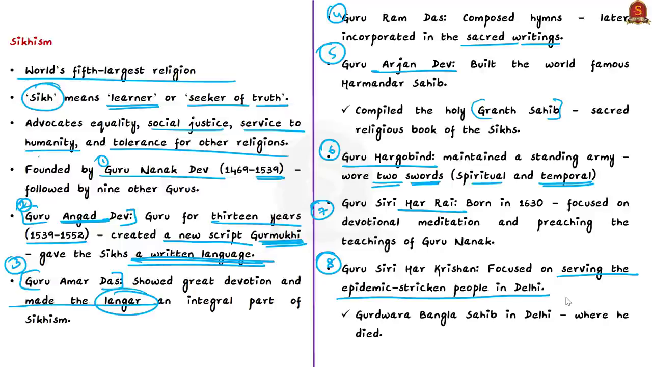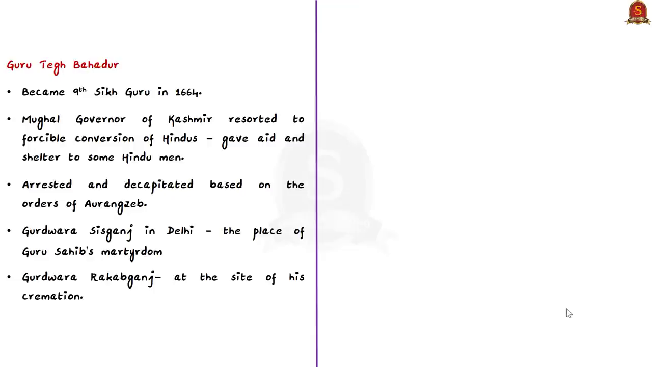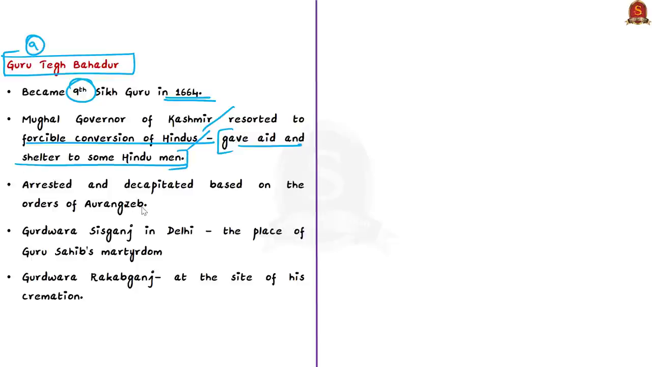It is important to note that the place where he had his last breath is where we have the renowned Gurdwara Bangla Sahib, which is in Delhi. He is followed by Guru Tegh Bahadur, who became the ninth Sikh Guru in 1664. At that period of time, the Mughal governor of Kashmir resorted to forcible conversion of persons belonging to the Hindu religion. And who decided to fight it out? It is Guru Tegh Bahadur. And thereby he came into conflict with Mughal authorities. How and why? Because he gave aid and shelter to some Hindu men from Kashmir. They actually sought his help against forced conversion. Later, because of all these events, he was arrested and decapitated, or beheaded, on the orders of Aurangzeb.